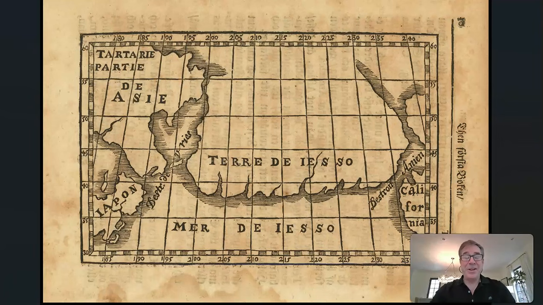So let's begin looking at a lot of maps. And these are going to go from old to newer. This one being roughly in the late 1500s or early 1600s. And you can see here, Terra de Iesso, our land of Jesus. And you can see below it, the Sea of Jesus. You can see Japan on the bottom left and Tartary in the upper left, part of Tartary of Asia.